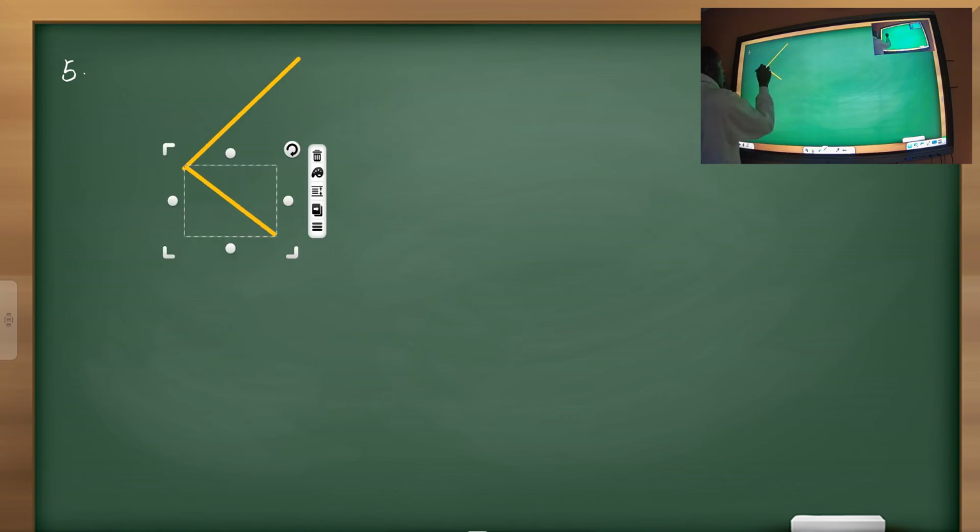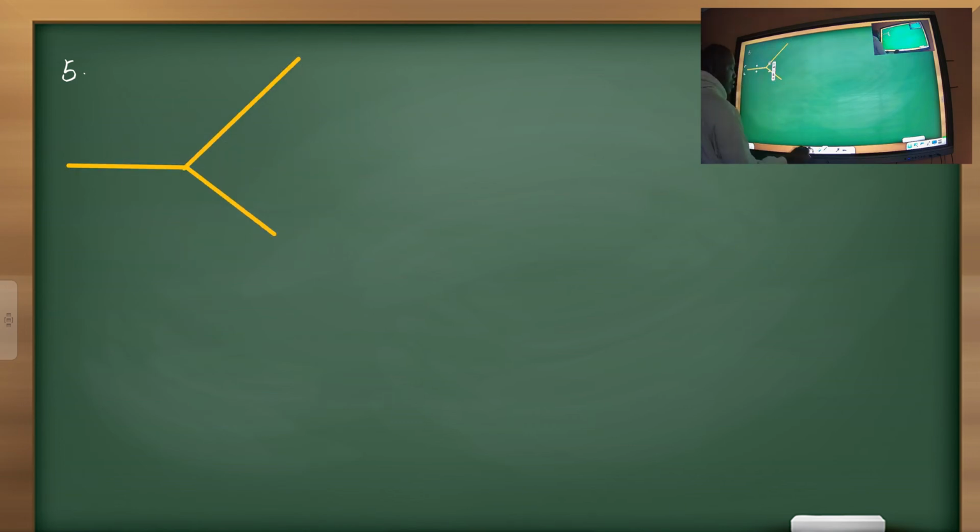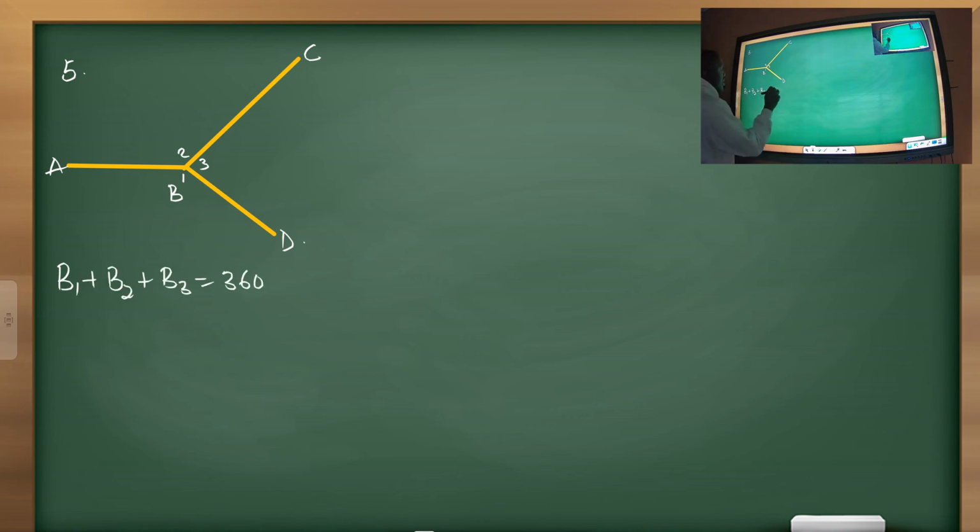Number 5 quickly. We can talk about A, B. Let me do this here. B1, B2, B3, C, and D. So B1 plus B2 plus B3 would be equal to 360 because we talk about angles around a point. Angles around a point there.